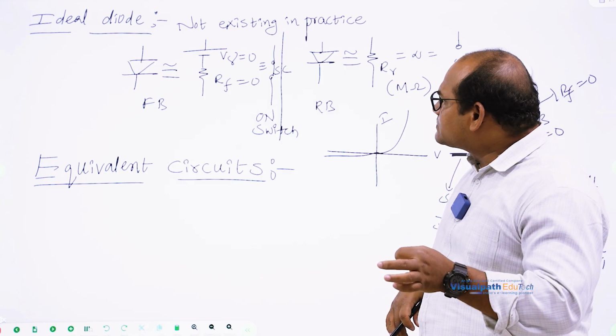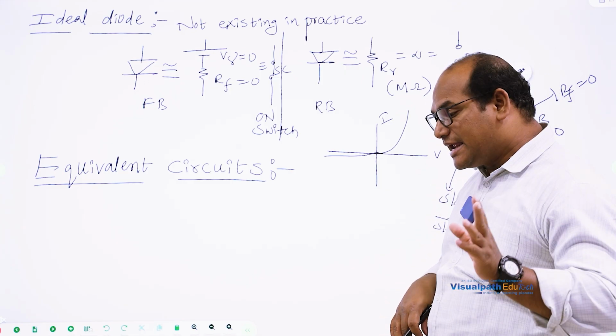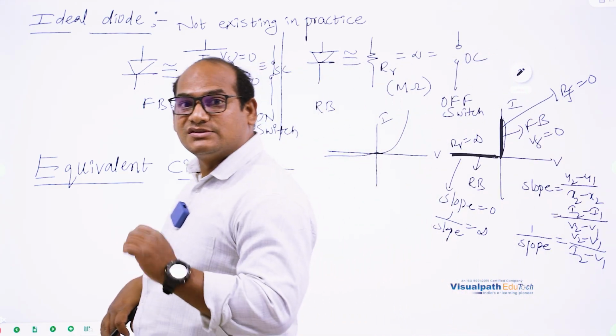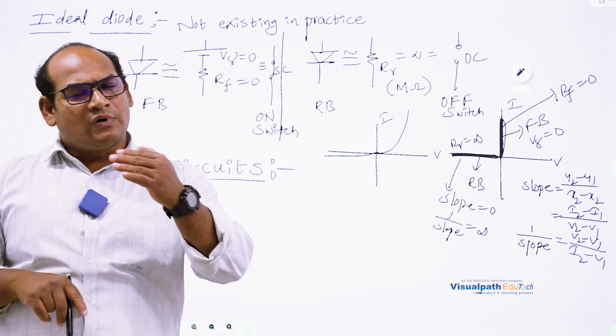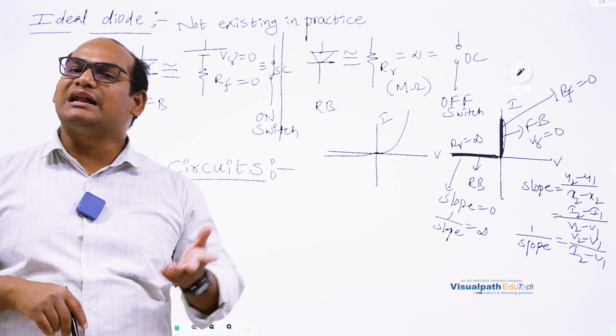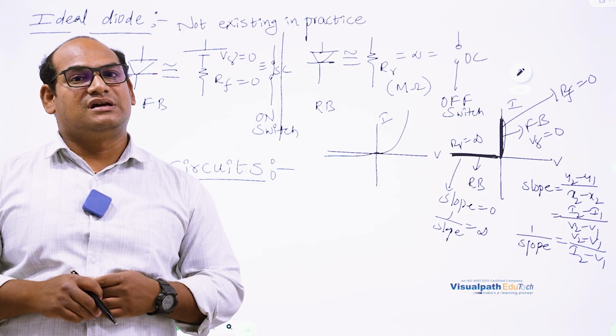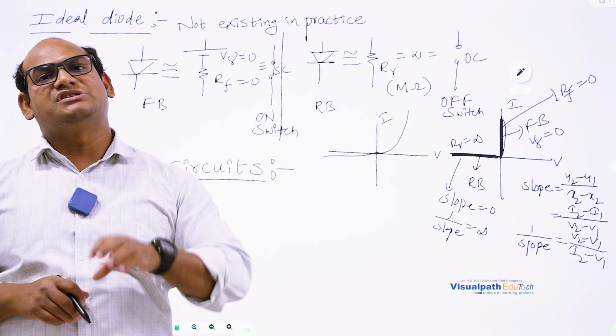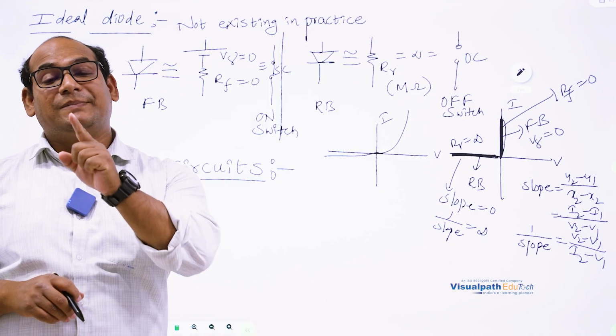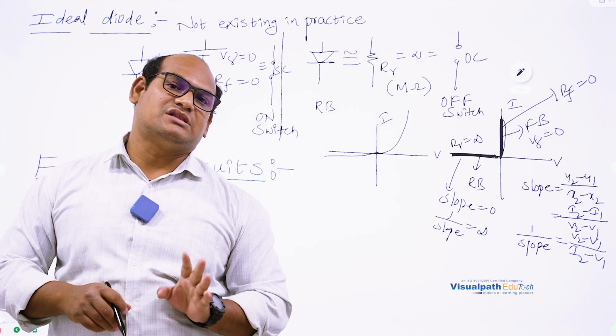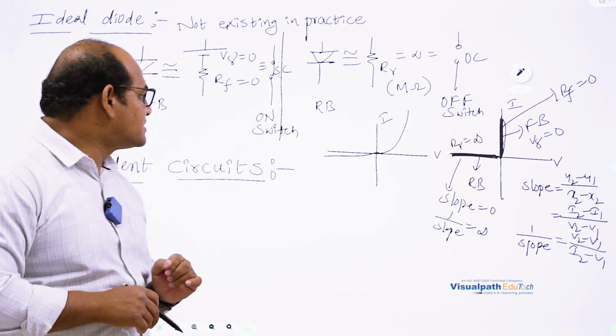If it is only working like an on switch, we cannot tell the PN junction diode is working like a switch. There should be two operations. One time the current has to flow, that is called on switch. Second time the current should be equal to 0, that is called off switch. Then only we can tell the PN junction diode is working like a switch. So the application of the PN junction diode is the switch.